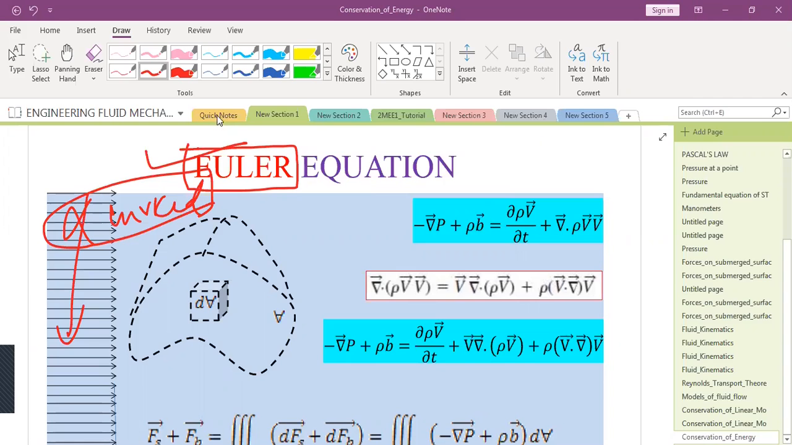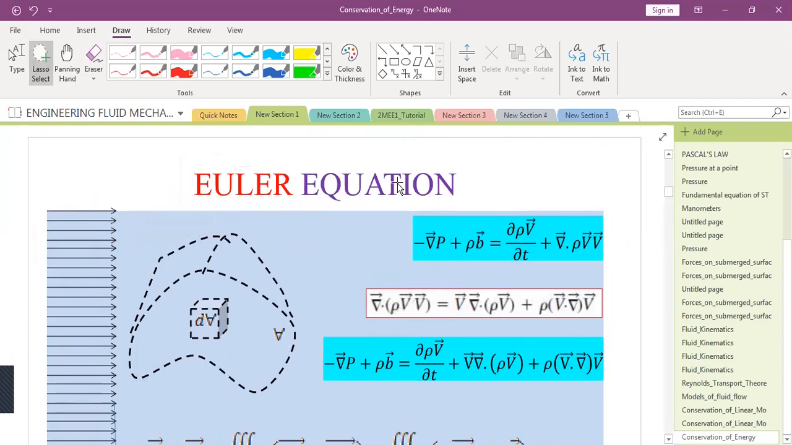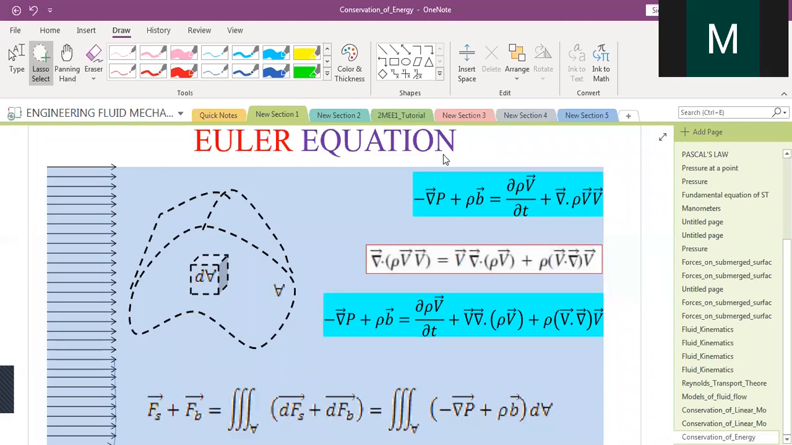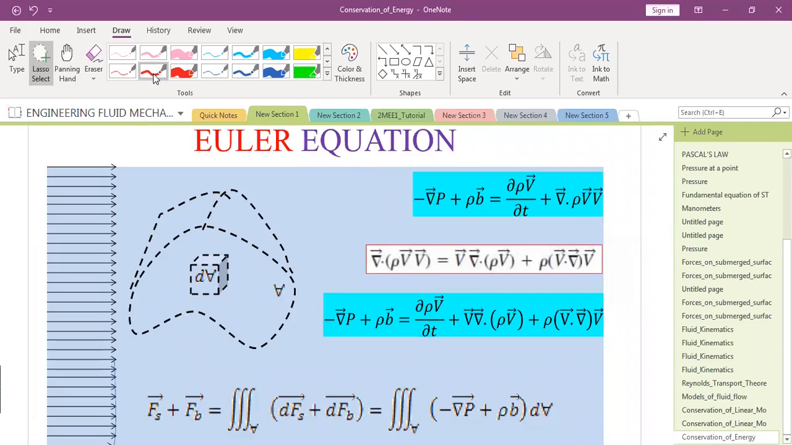Before we start with the conservation of energy, we need to make certain mathematical manipulations, and these manipulations are only done so that we arrive at a simpler expression. There is no other motivation behind that. So this was the expression, if you remember. This is the expression for the Euler equation.